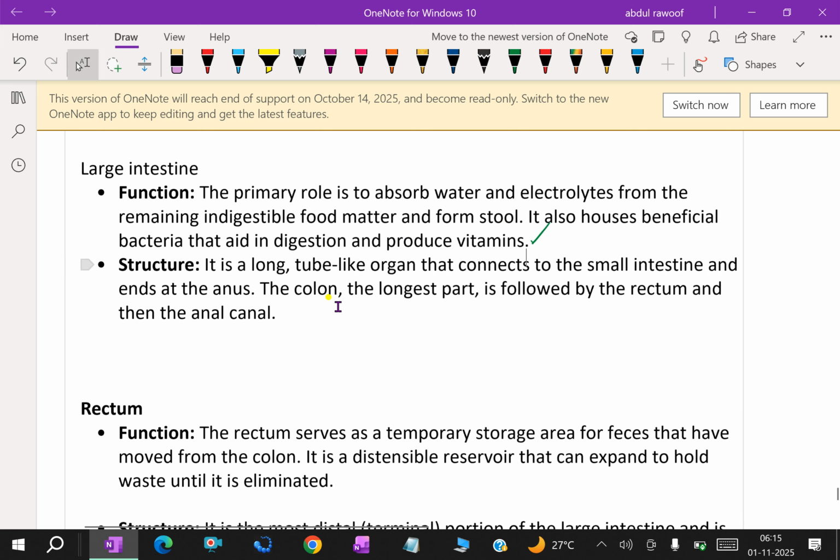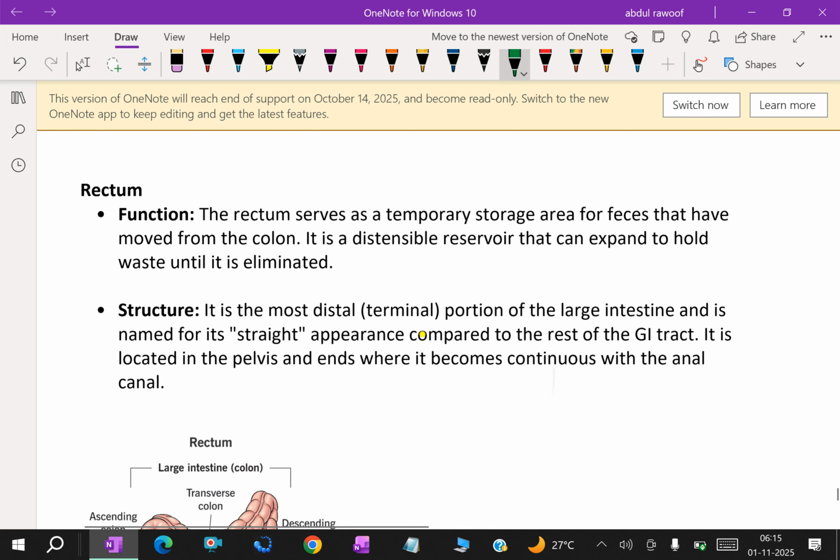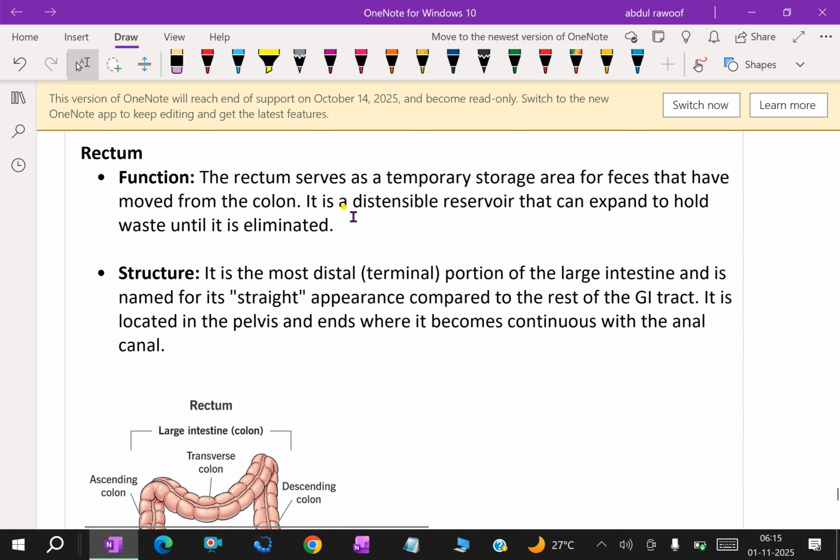Structure. It is a long tube-like organ that connects to the small intestine and ends at the anus. The colon, the longest part, is followed by the rectum and the anal canal. How the rectum functions. The rectum serves as a temporary storage area for the feces that have moved from the colon. It is a distensible reservoir that can expand to hold waste until it is eliminated.